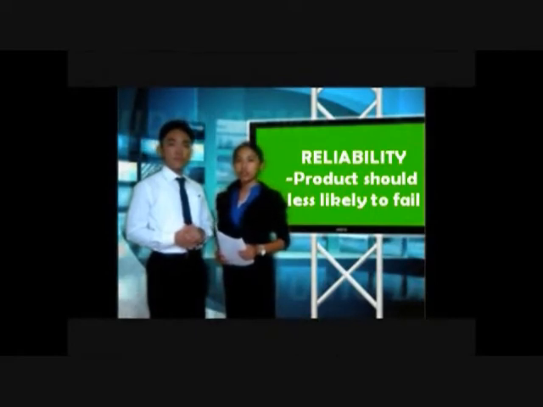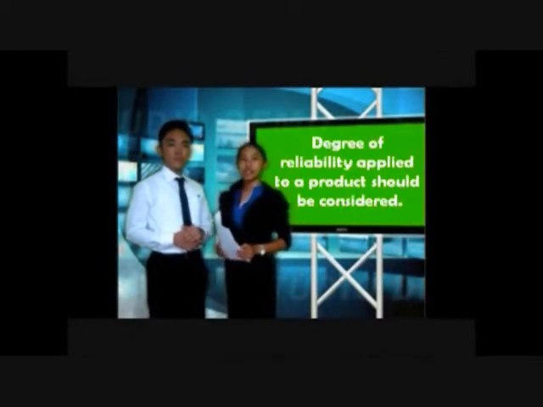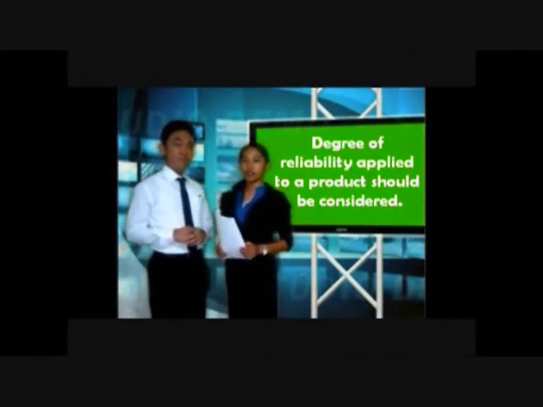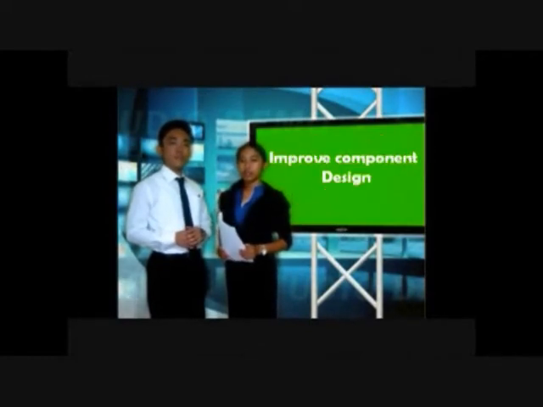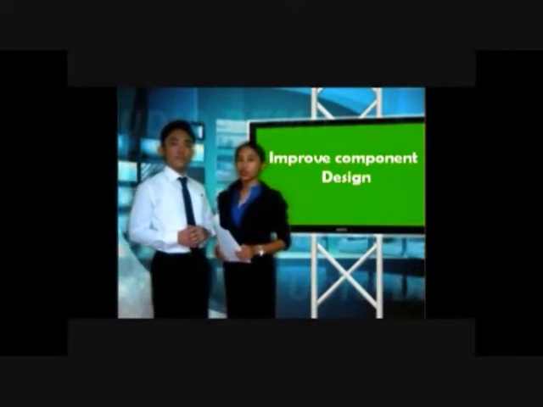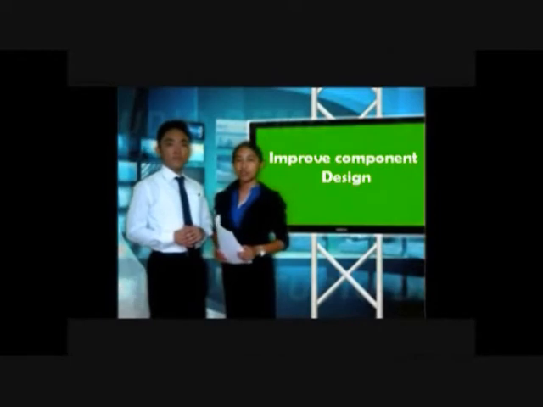There are several ways in which reliability can be improved. But first, the amount of reliability of a particular product must be considered, since different products need different levels of reliability. One way of improving reliability is improving component design, which means improving the individual component of a product in order to improve its system reliability.